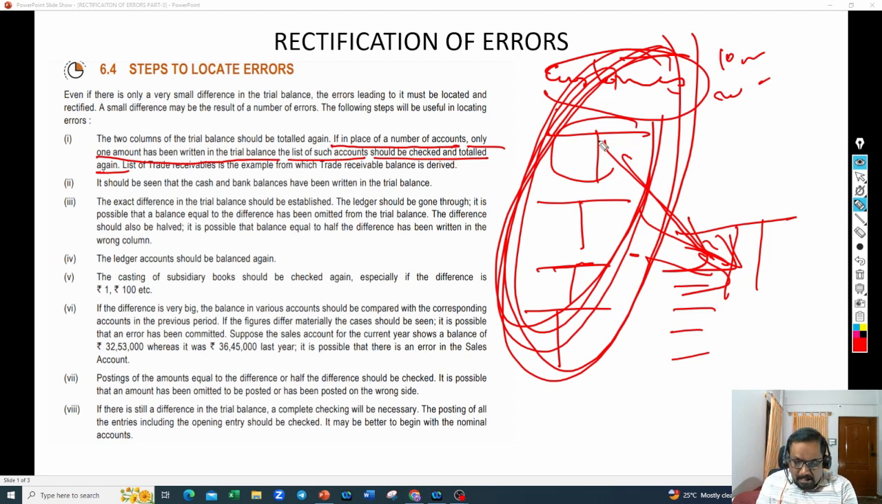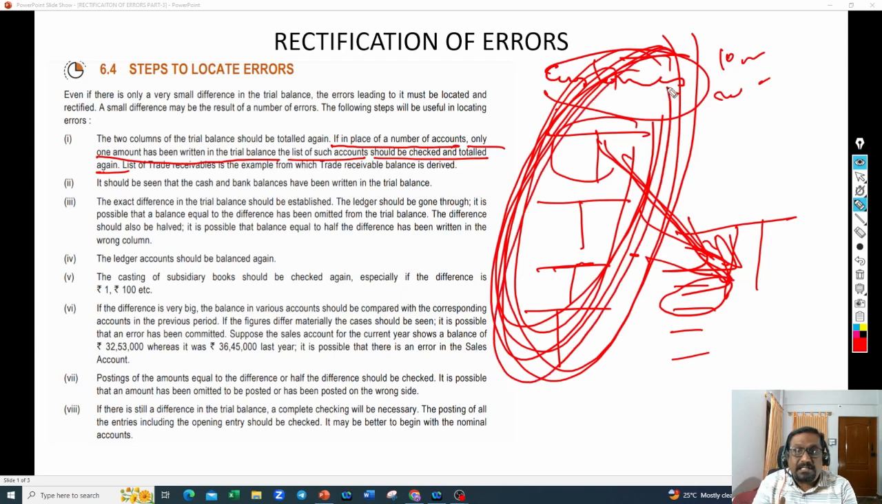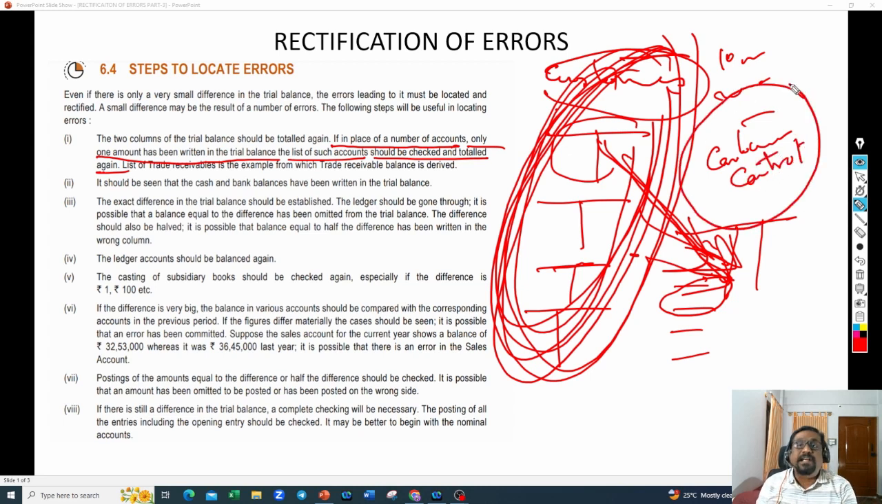Then you are saying I cannot bring all these customer accounts into the trial balance, and if you bring them, it will run into thousands and lakhs of pages. Then what is the solution? For all these customers, there will be only one account maintained in the trial balance. If you have 1 lakh customers, for all 1 lakh customers you maintain only one account in the trial balance. That is called the customer control account, or trade receivable account.